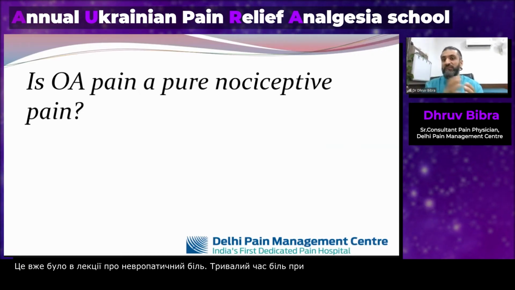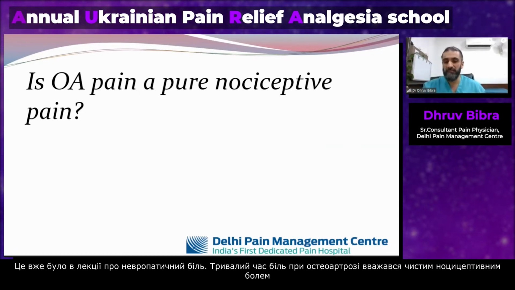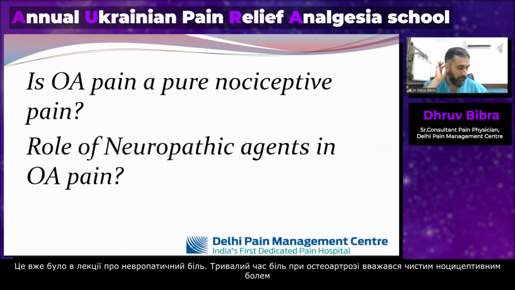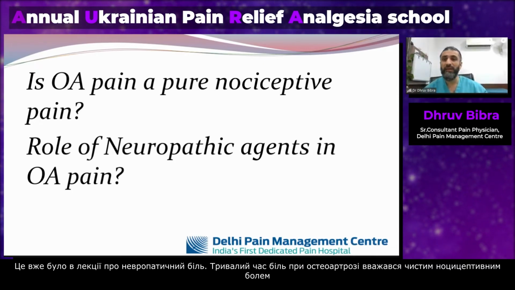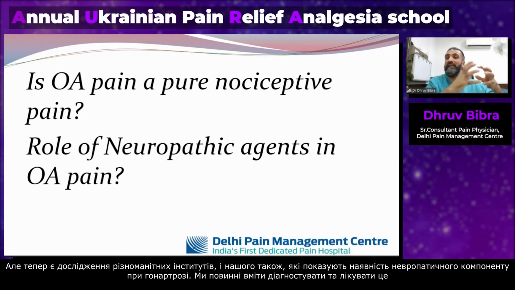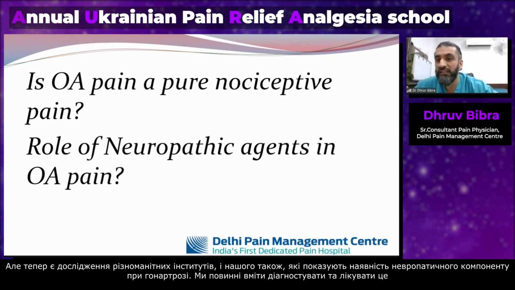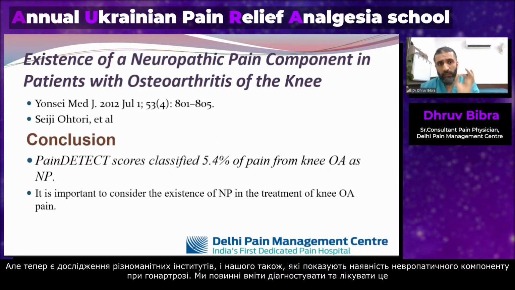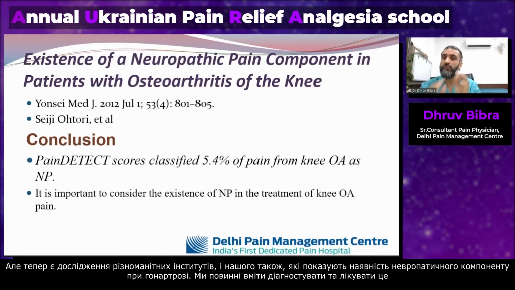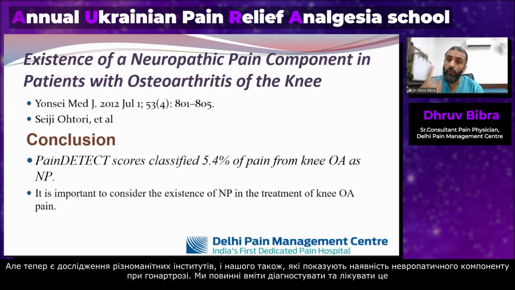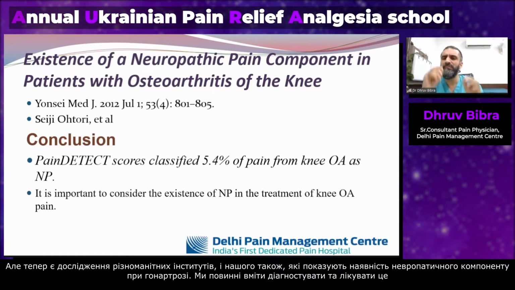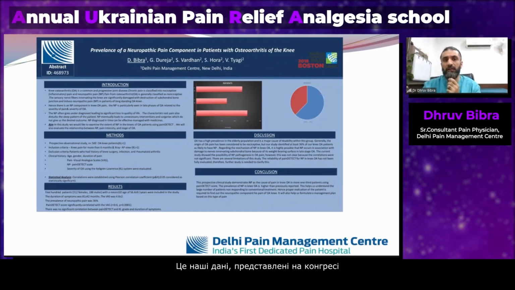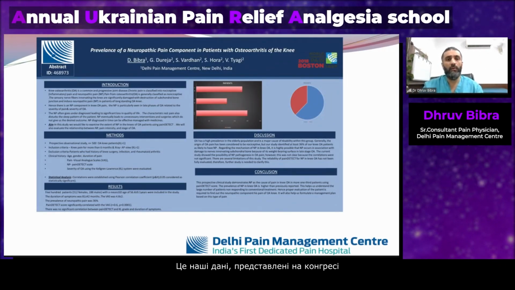Now, people who have listened to my neuropathic pain talk will say this is a repetition of where I talked about it. For a very long time, osteoarthritic pain was considered to be a pure nociceptive pain, but now we have studies, done at different institutes and even at our institute, where we found that there is a component of neuropathic pain in osteoarthritis of the knee. As doctors, we should be able to diagnose it and treat it if we really want our interventions to succeed. And it is very simple. Starting a small neuropathic agent, this is all we need. This was again our data which we presented at World Congress.